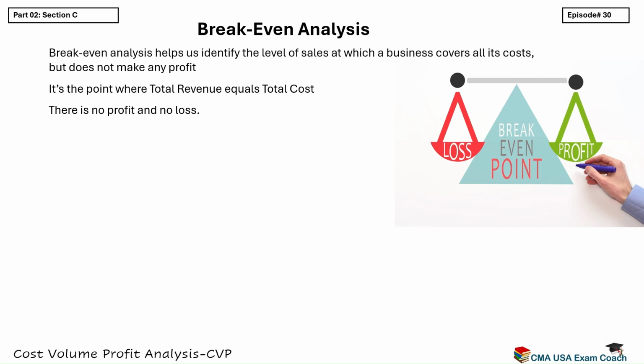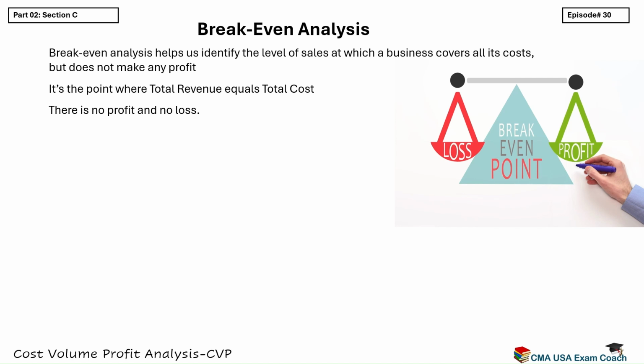Now, every time you sell a product, part of the selling price goes to cover the variable cost, and what remains is known as the contribution margin. This contribution margin per unit helps to cover the fixed costs. So, unit by unit, the contribution margin is slowly paying off the fixed cost. Now here's the key point. When the total contribution margin from all units sold is exactly equal to the fixed cost, then you are said to be at the break-even point.